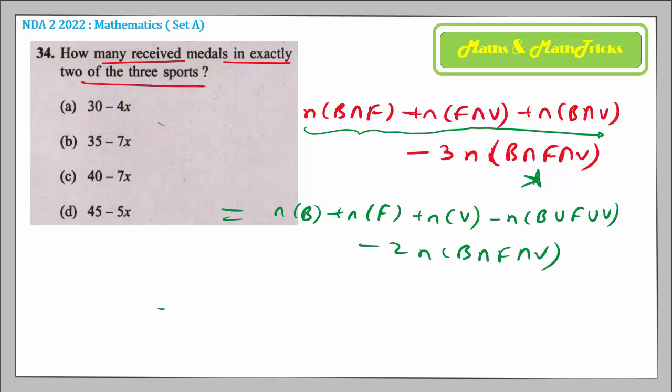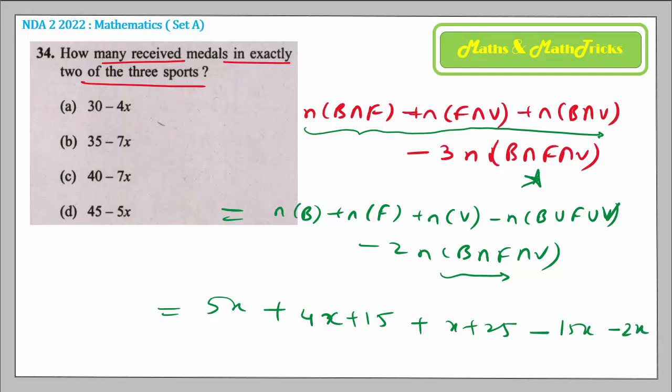That's it. Formula is set. Now substitute the values. Number of B is 5x, number of F, what did we have? 4x plus 15, right? And then we have number of B is x plus 25. B union F union B cardinality was 15x, and for the common to all 3 sports, 5x, x, right? So 2 into x, 2x. So you can see the simplification now, 5x, 4x, 15x, and this x, and this also 2x is there.